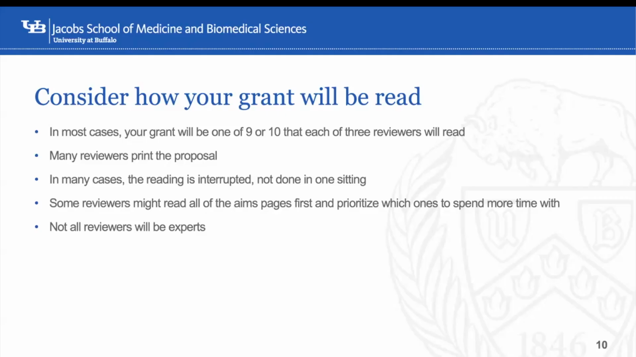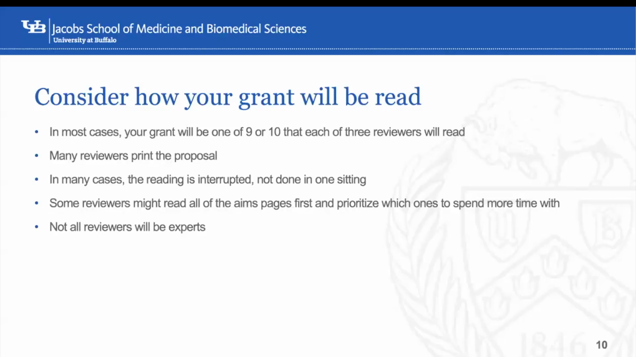Okay? In many cases, the reading is interrupted. Think about when you're trying to read something, and it's not done in one sitting, right? So what does that mean? That means that you are going to have to write in a way that if I read 3 pages now and 3 pages later, it will be really easy to come back to it. Some reviewers, and this is from personal experience talking to other reviewers, read the aims page of every grant that they're supposed to evaluate, and then they prioritize. Okay, these are the 3 best ones that I have in mind, and I'm going to put the most time into those, right? Just from the aims page, right?